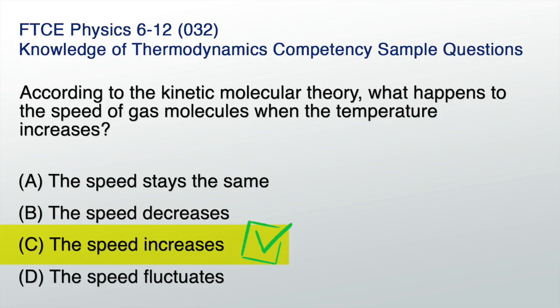The kinetic molecular theory suggests that an increase in temperature leads to an increase in the speed of gas molecules. This is because temperature is a measure of the average kinetic energy of a substance. As the temperature of a gas increases, the kinetic energy of the molecules increases, causing them to move faster.